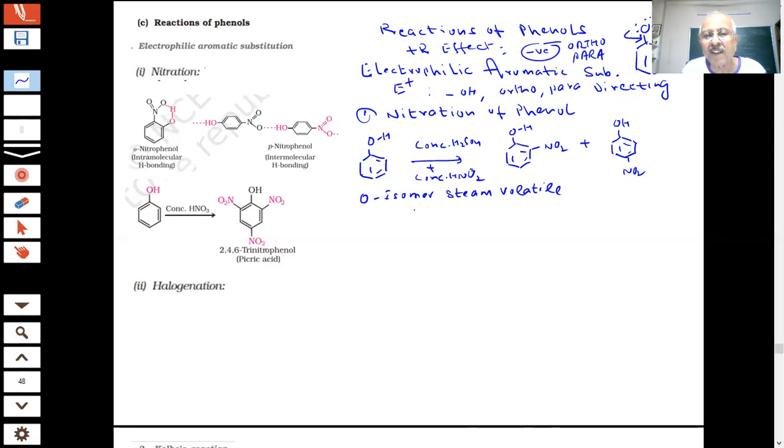So what is the reason for that? So it is steam volatile and can be separated. Steam volatile, therefore, can be separated. Okay? Ortho isomer, steam volatile, can be separated from para isomer. So by means of steam distillation, we can separate ortho from para, because the boiling point of ortho nitrophenol is less than para nitrophenol.